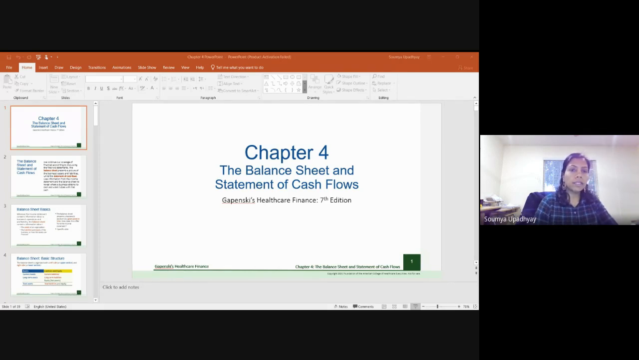Okay, so this is a basic structure of the balance sheet. The right side reports sources of capital that are used to acquire the assets on the left side. And when we balance it, we want to say that the left side is equal to the right side.